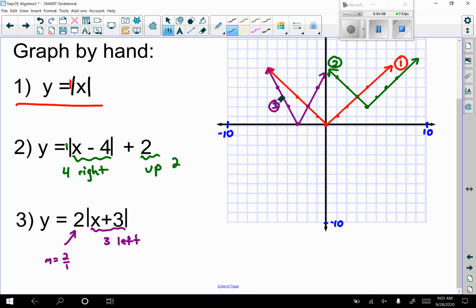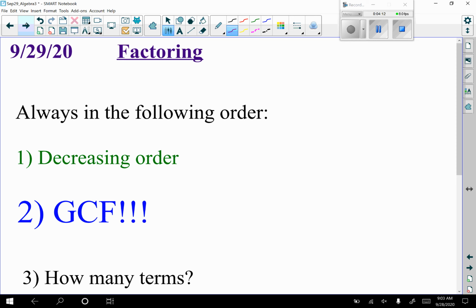All right, so just to review some basic graphs, we'll do a little bit more with these later. Next, we're going to take a look at factoring. So we have to go through a little checklist. Everything in algebra has a process, so we just have to remember the process.